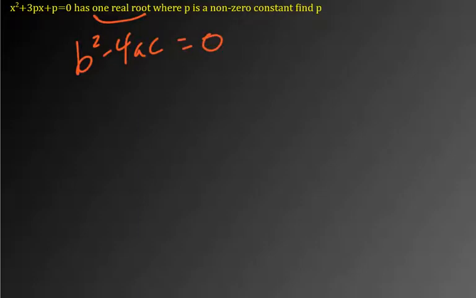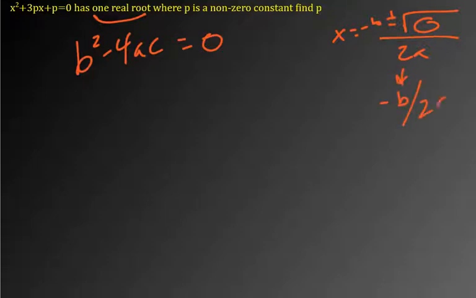It's basically just taking x equals negative b plus or minus the square root of blah, blah, blah, over 2a. This part is 0 because then this whole thing just reduces to negative b over 2a. That's going to be what the root is, right?